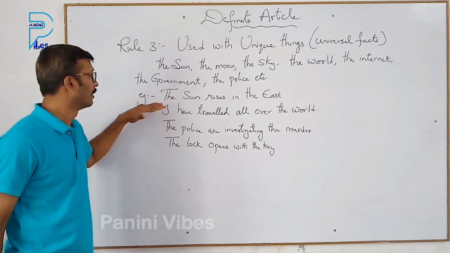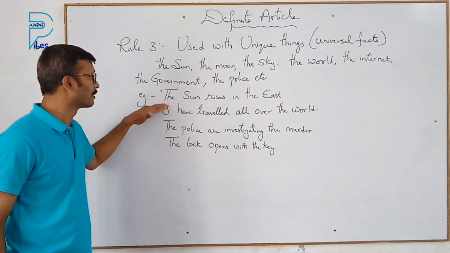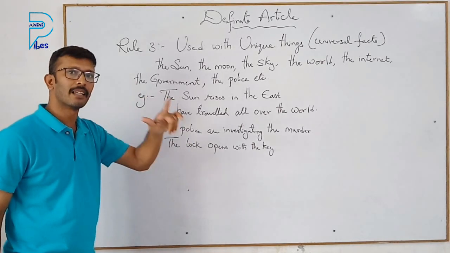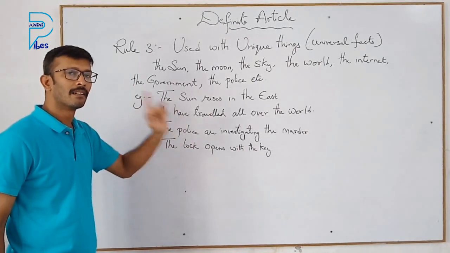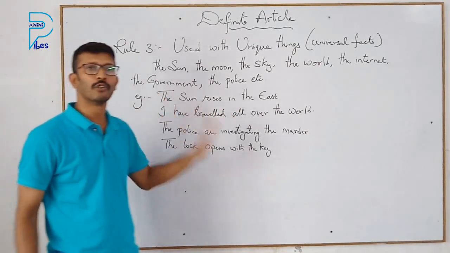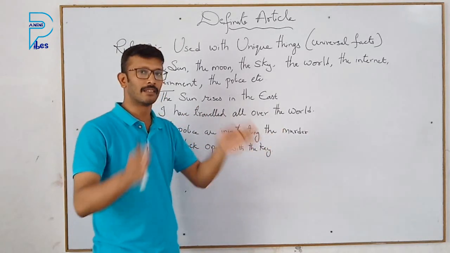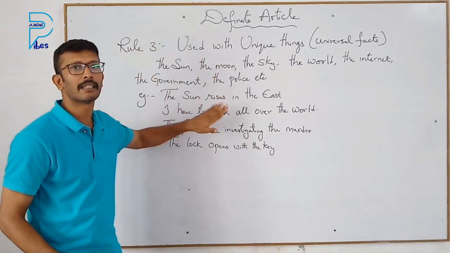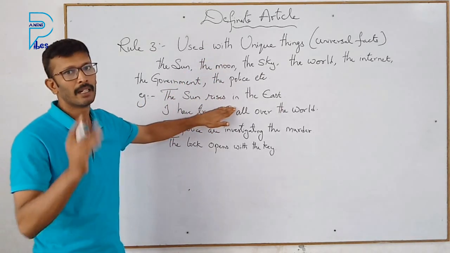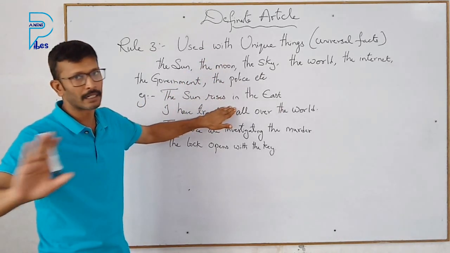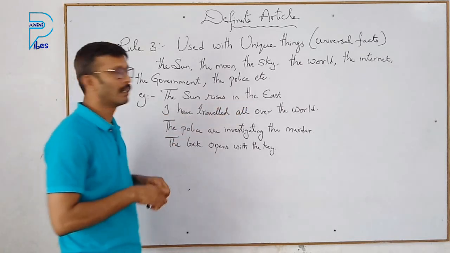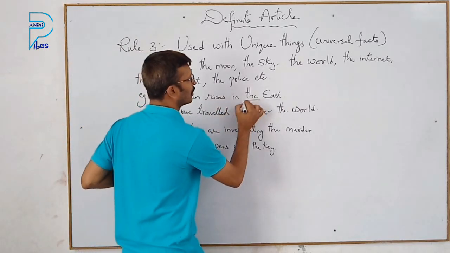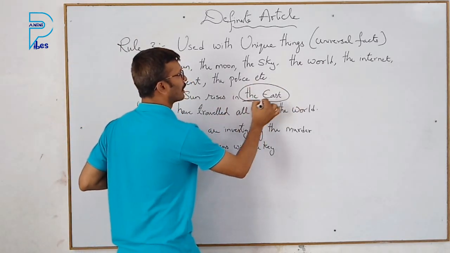So in the same way, let me go with some examples. The sun rises in the east. अब ये यूनिवर्सल फैक्ट है, ये कभी बदलता नहीं है. तब हम the को डेफिनेट आर्टिकल की तरह यूज करते हैं. हम यहाँ पे a और an indefinite article यूज नहीं करते हैं. So here I have used the east, that is for the direction.